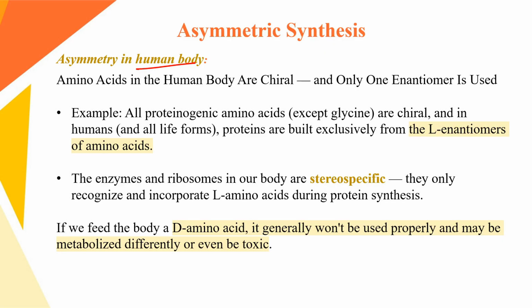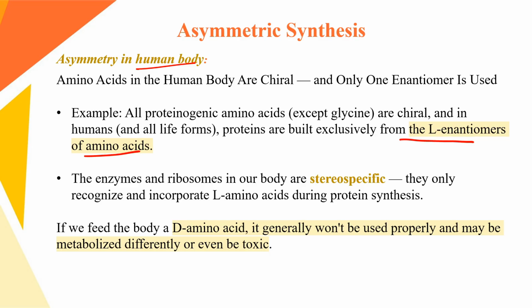You can call this natural selection or something. Even if you look at nature itself, nature is also asymmetric. It is also leaning, more biased, towards one enantiomer over the other enantiomer. For example, in our body, the proteins that are generated from amino acids, by natural selection, are built exclusively from the L enantiomer of amino acids. Except glycine, which is a prochiral amino acid, the 19 other essential amino acids are all L enantiomers.